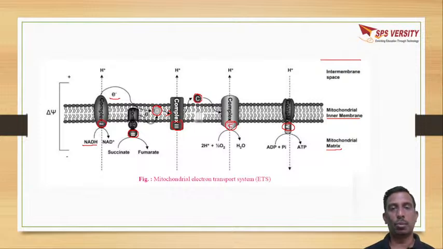Finally electrons will reach complex 4, and from complex 4 the electrons are accepted by oxygen along with 2H plus and it will form water. So this is the pathway of electrons of NADH2. Complex 1, quinone, complex 3, cytochrome C, complex 4. Final terminal acceptor of electrons is oxygen. Along with electrons, it will take 2 protons and it will form water.